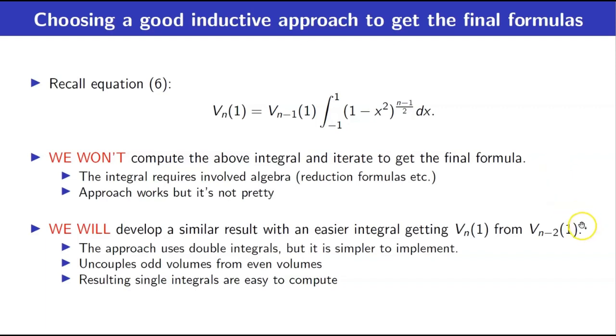Alternatively, what we will do is develop and use a result similar to equation 6 with an easier integral that gets the volume of the n-dimensional unit ball from the volume of the n minus 2-dimensional unit ball. We'll have to go a bit beyond univariate techniques, but we won't have much algebraic clutter. In particular, this method lets us uncouple the odd and even cases, and the single variable integral that we eventually get is easy to compute.